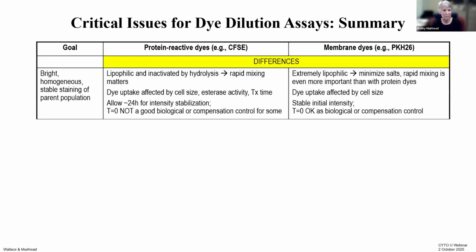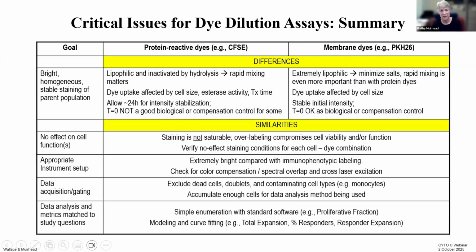Just a quick recap. What are the differences between the two dye types? They're mostly in how you optimize and when you start your assay. But after that, the rest of it is about the same. You need to be sure you haven't overlabeled. You need to be sure that you're able to detect your other markers in the presence of the bright undivided cells or less divided cells.